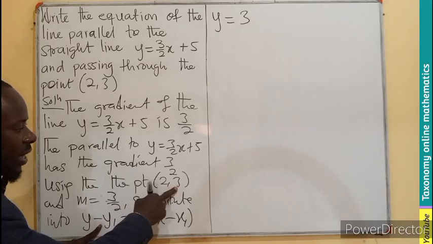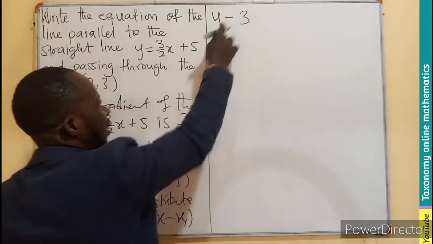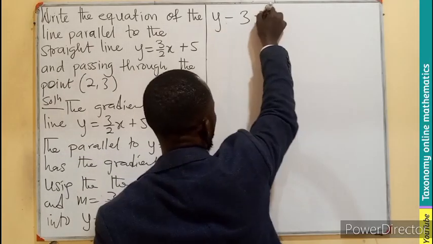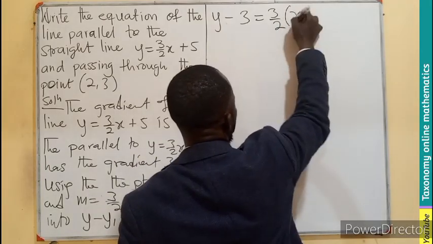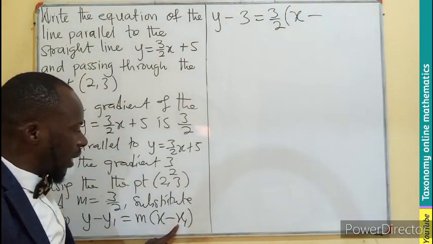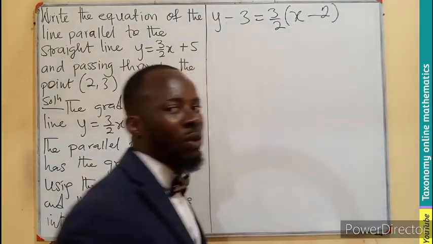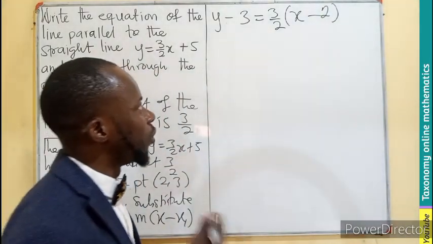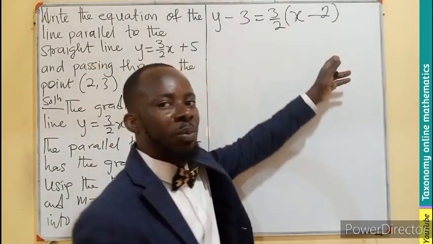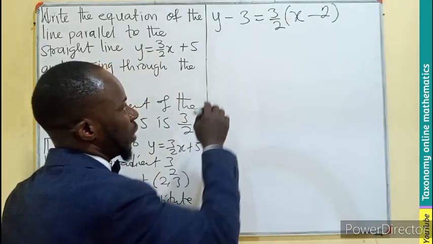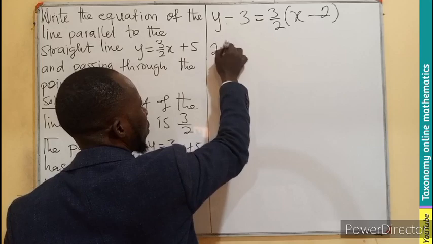This 3 is the y1. This is the x1. So y minus 3 should be equal to 3 divided by 2, which is the gradient, times x minus x1, which will be what? 2. So this is also an equation that involves a fraction. So we multiply through by the LCM. Either we expand before we multiply, it is the same thing. So I'm going to multiply through by the LCM, which is 2.